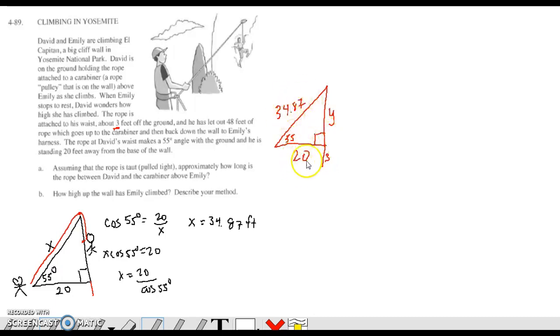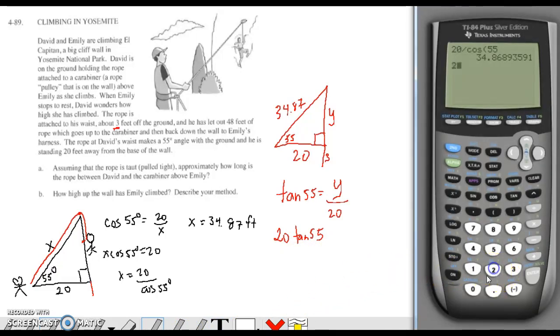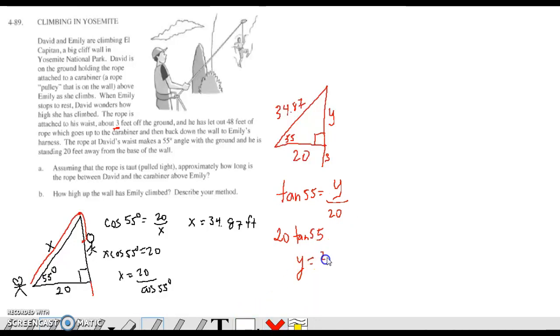And again, I can use any of the numbers. I'm going to use the 20 just because that's a nice whole number instead of the 34.87. So the 20 and the y, this will leave me with my tangent. So tan of 55 is equal to opposite over adjacent, y over 20. So I'm going to go ahead and multiply 20 to both sides. And then again, if I use my calculator, 20 times tan of 55, I'm going to get y as 28.56.